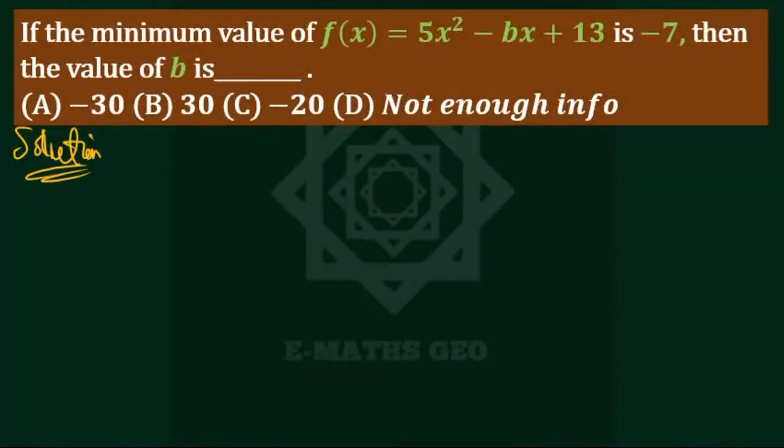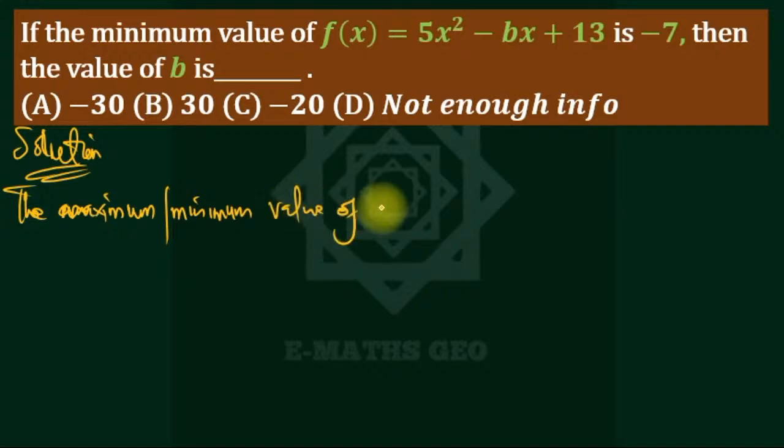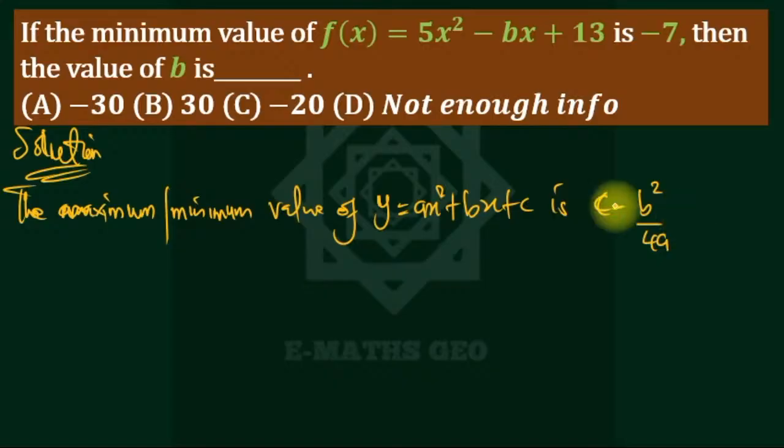So we are given this. We should know that the maximum or the minimum value of a quadratic function y equal to ax squared plus bx plus c is c minus b squared over 4a. So that's the formula.